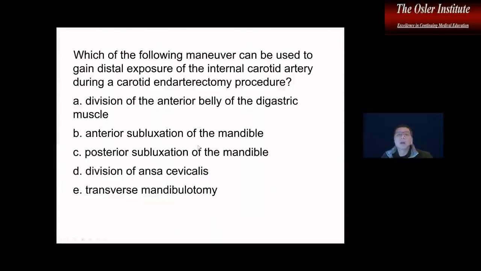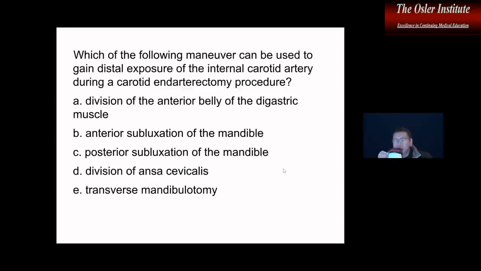Our next question. Which of the following maneuvers can be used to gain distal exposure of the internal carotid artery during a carotid artery operation? A, division of the anterior belly of the digastric muscle. B, anterior subluxation of the mandible. C, posterior subluxation of the mandible. D, division of the ansa cervicalis nerve. E, transverse mandibulotomy. All right, folks, go ahead, tell me your thoughts.